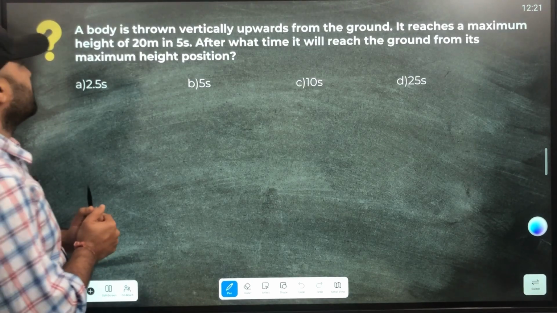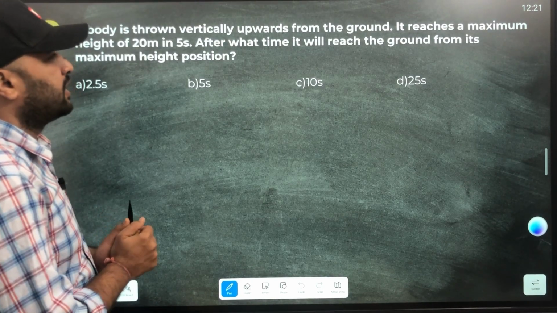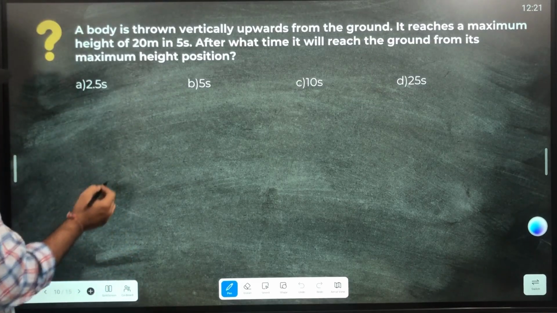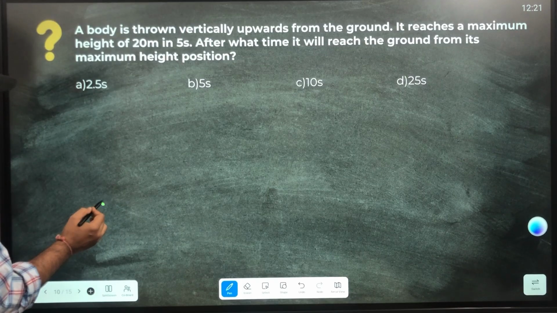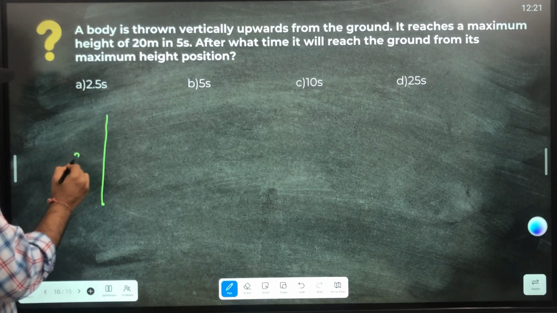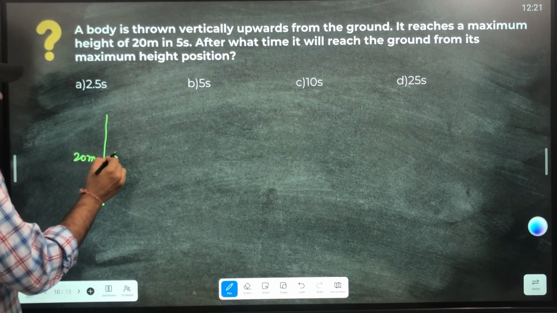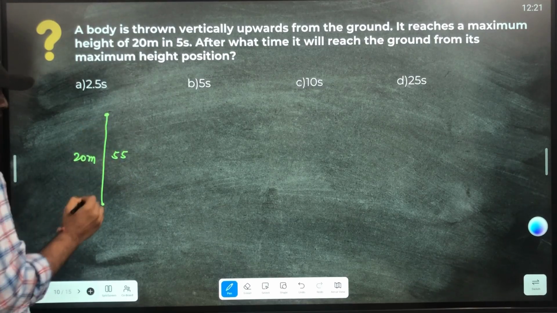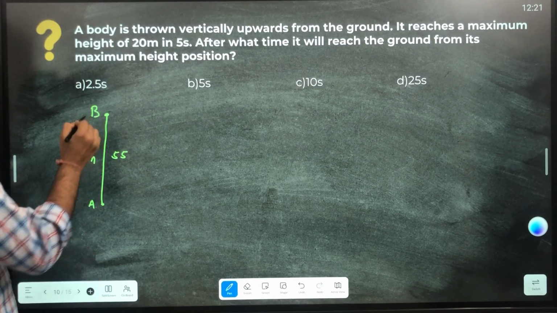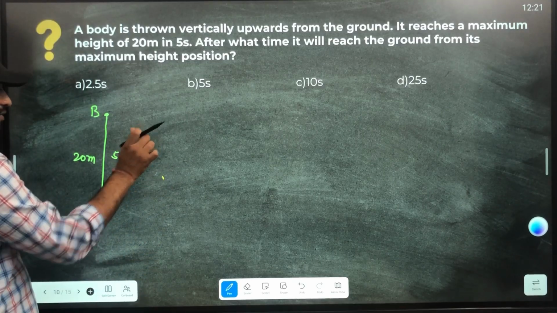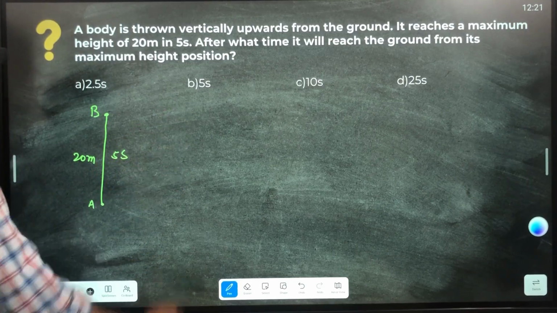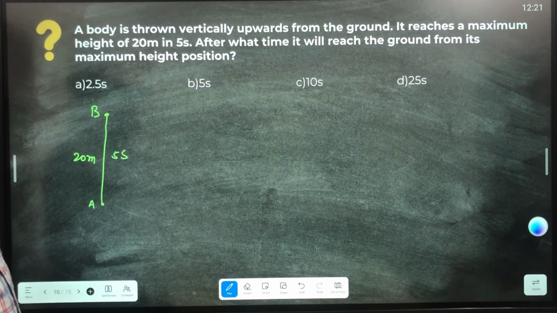Our next question says a body is thrown vertically upward from the ground. It reaches a maximum height of 20 meter. So this is our 20 meter in 5 seconds, and this is the maximum height. Let's say this is A to B. So a body is thrown from A to B, 20 meter in 5 seconds. After what time will it reach the ground from its maximum height position?